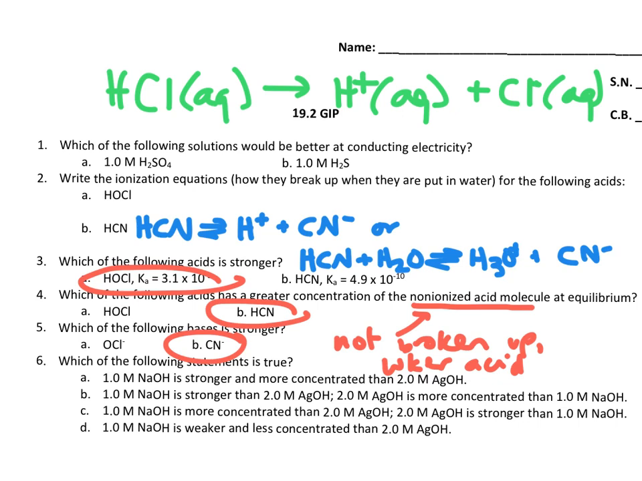So we know that sodium hydroxide is stronger, so I can get rid of the other two statements. And then more concentrated, that is referring to which one has more dissolved. So I've got 1 molar versus 2 molar. 2 molar has more things dissolved, has 2 moles of it dissolved for every liter. And so the answer would be B, because 2 molar contains more things than 1 molar.